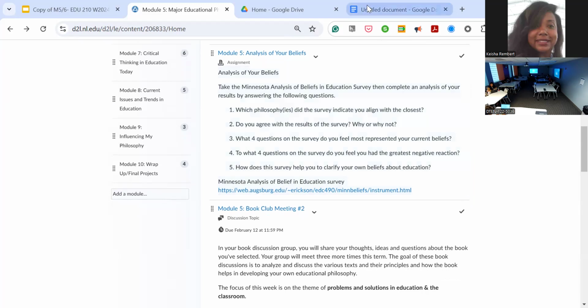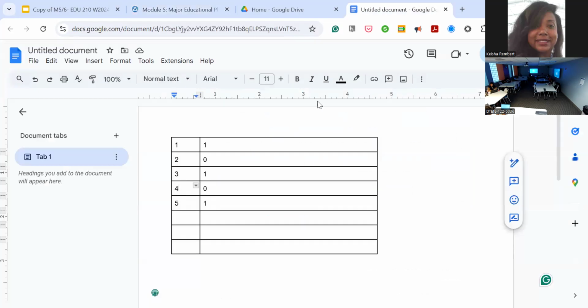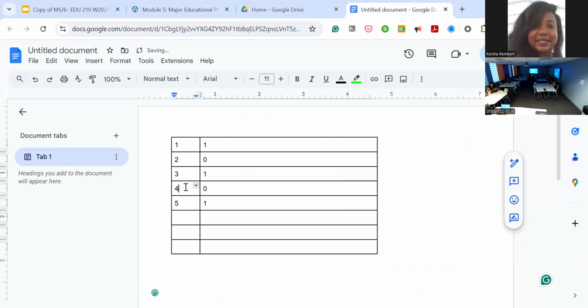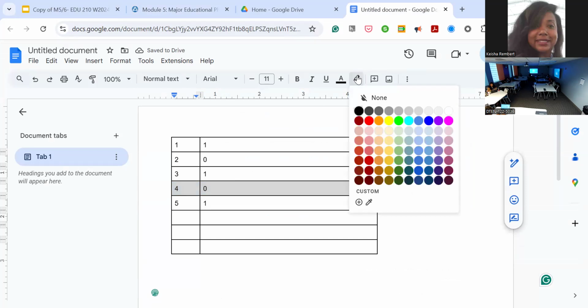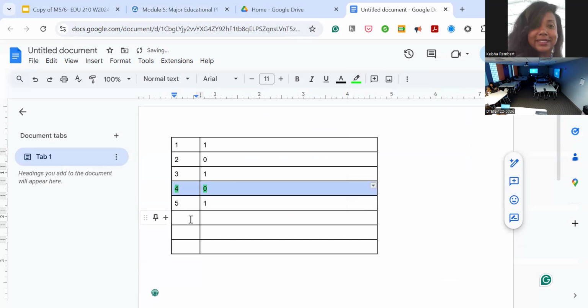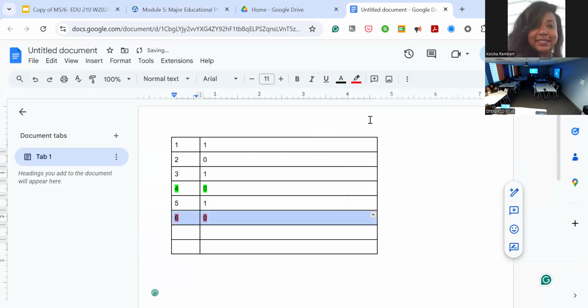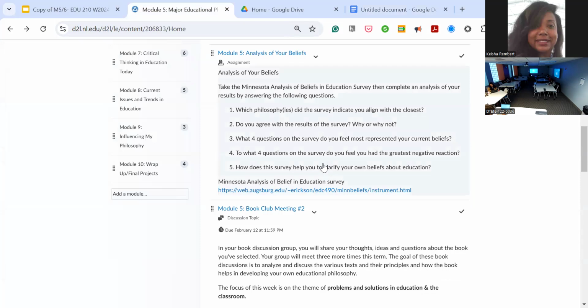So if I were you while I was doing this, I might code this one green. So I'm like, oh, I really like that, I had a positive reaction to this one. Or I might say, number 6 was like, oh, you got me all messed up, and color that one red, so it might be easier for me to answer that question. And then, how does the survey help you to clarify your beliefs about education? So they're not hard questions. They really are reflective questions after you take the survey.